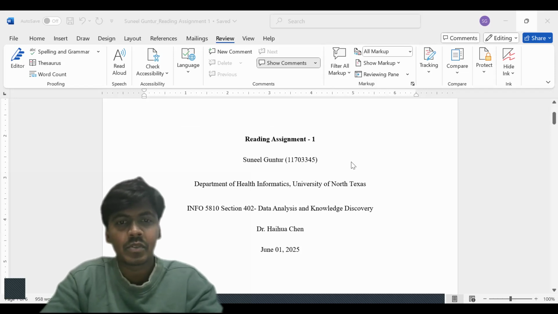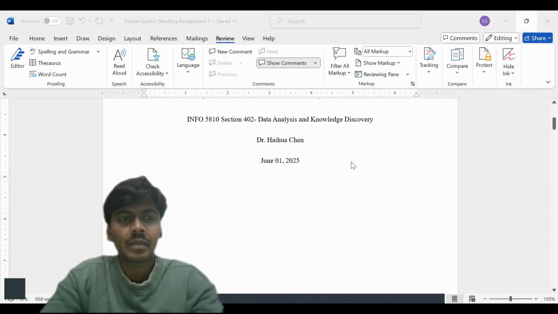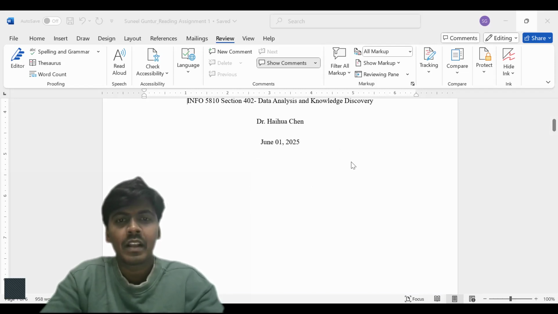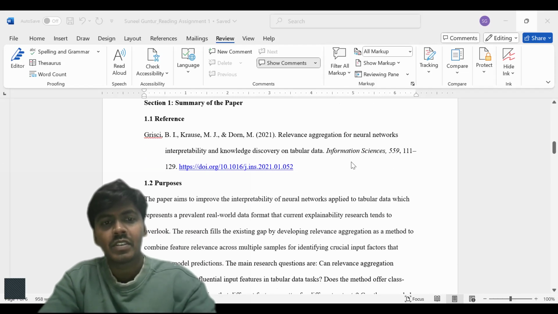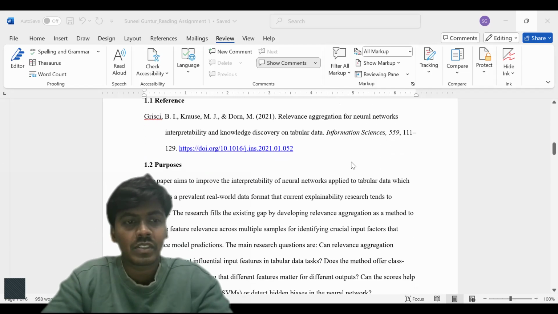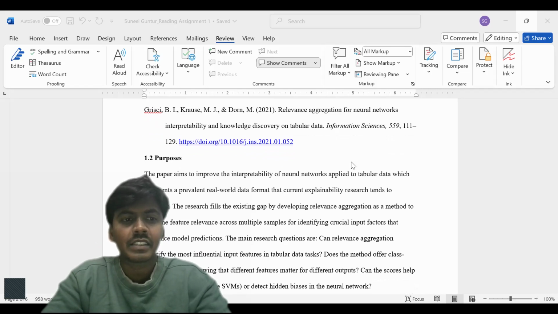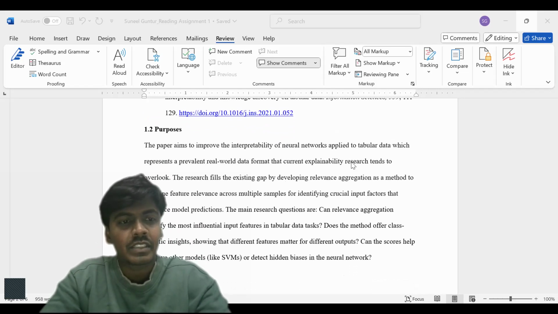Today I'm going to discuss a research paper. The title of the paper is Relevance Aggregation for Neural Networks, Interpretability and Knowledge Discovery on Tabular Data. The main purpose of this work is to make neural networks more interpretable when used with tabular data, and it addresses gaps in explainability research, which mainly focuses on images and text.